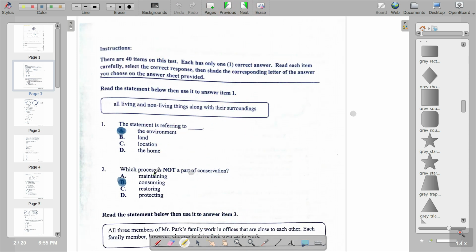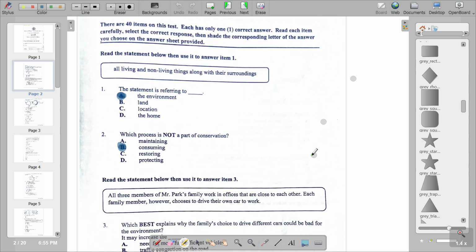Number 2, which process is not a part of conservation? So you have maintaining, consuming, restoring, and protecting. I choose consuming is not a part of conservation, because if you consume something, you're not conserving it, you're actually eating it or getting rid of it. So I chose B.